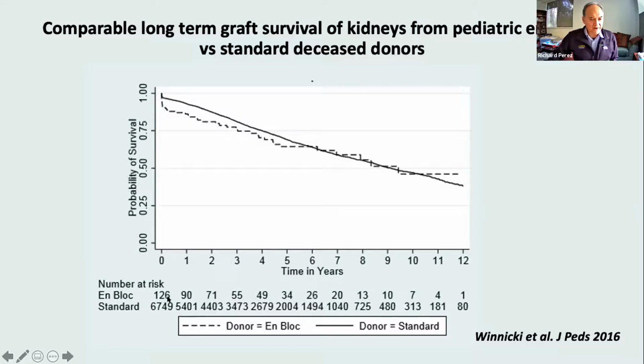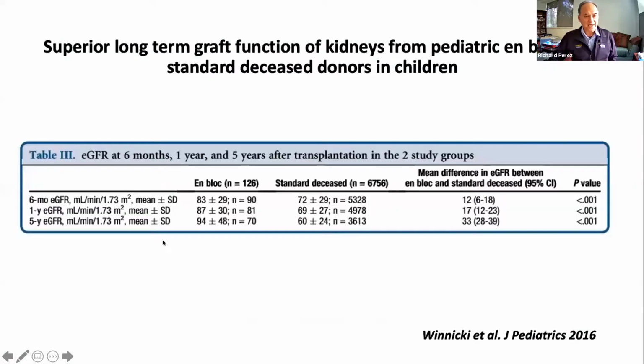They did comparably well. As you can see here, the survival curves are the same. The number of en bloc kidneys, though, as you can see, is very low, only 126 over a 13-year period compared to almost 7,000. So that raises the question, should we be putting more of these pediatric donor kidneys into pediatric recipients? And here's another reason why we should consider that.